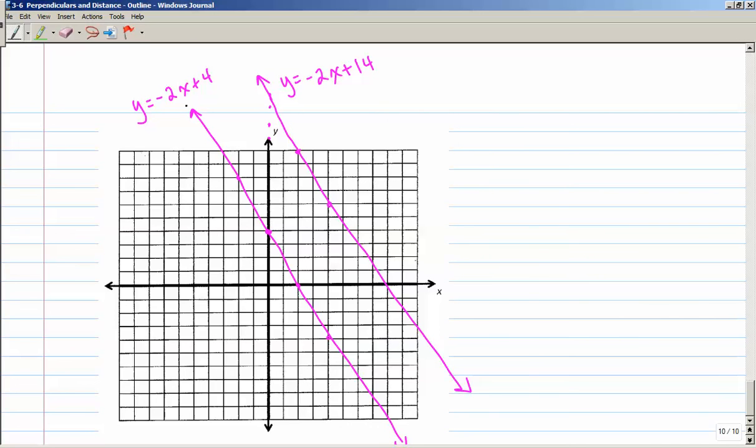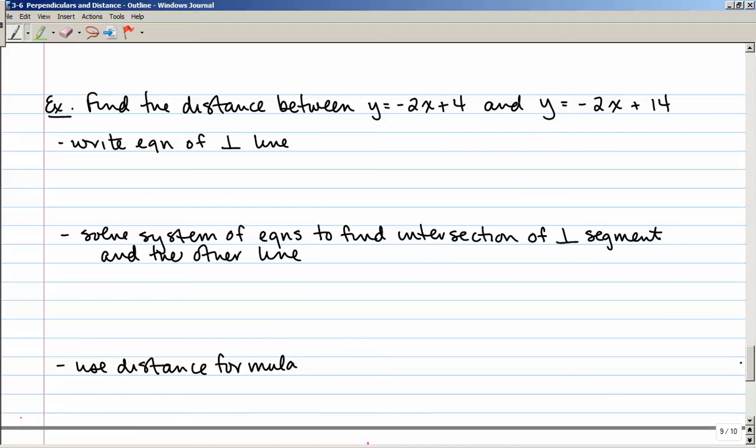Here's the line y equals negative 2x plus 4. Here's the line y equals negative 2x plus 14. I need to find the distance between those lines. What is the length of a segment that is perpendicular to each of those lines? So to do that, first thing I need to do is to write the equation of the perpendicular line. Since the slope of these lines is negative 2, the perpendicular slope is a positive 1/2.